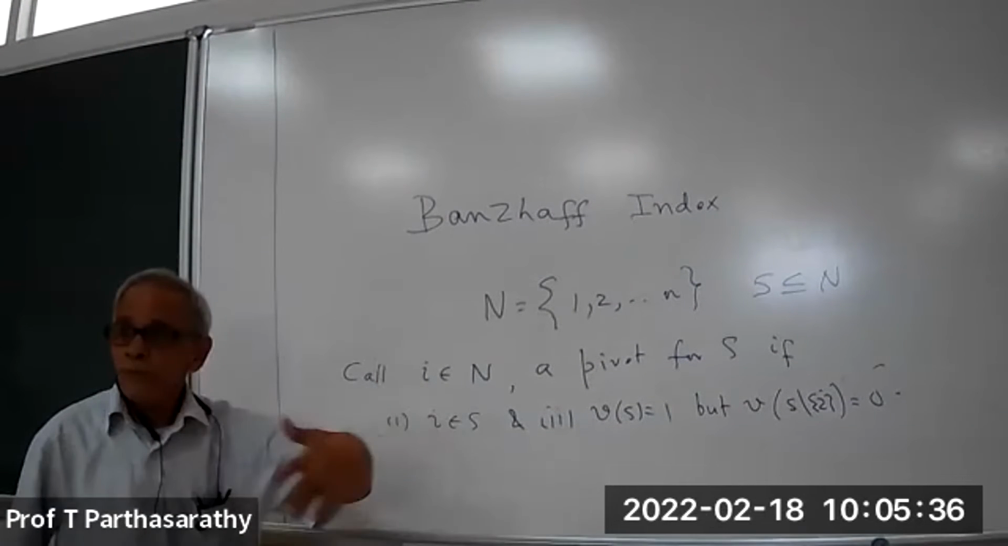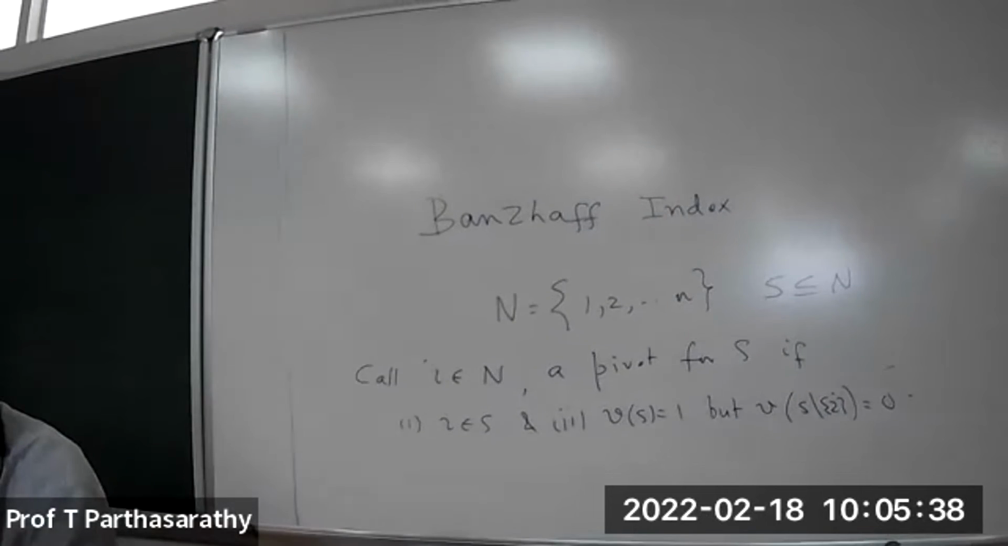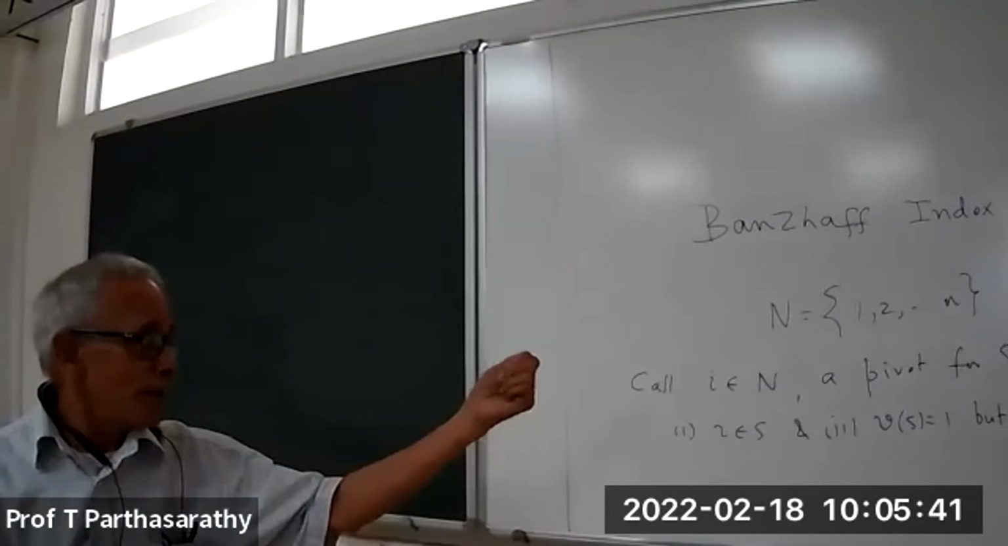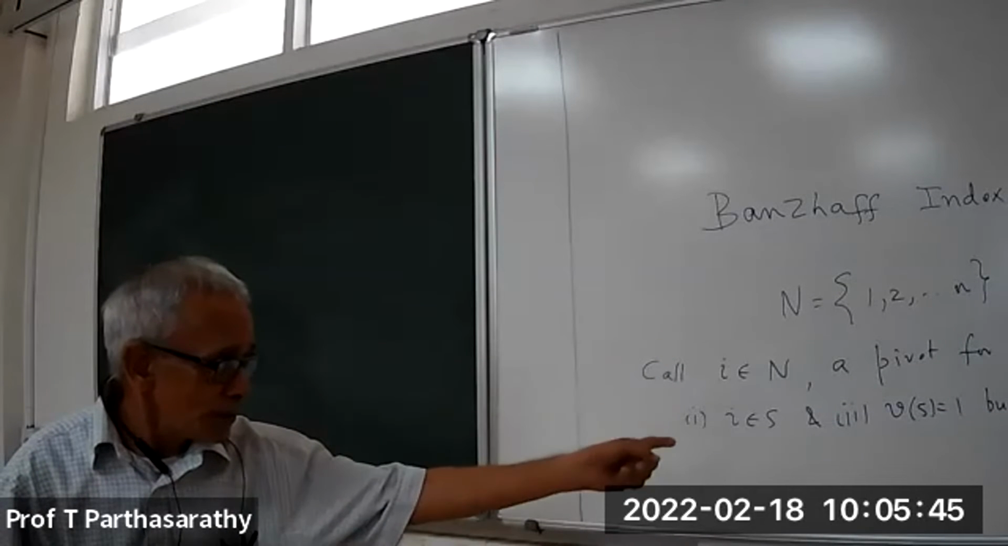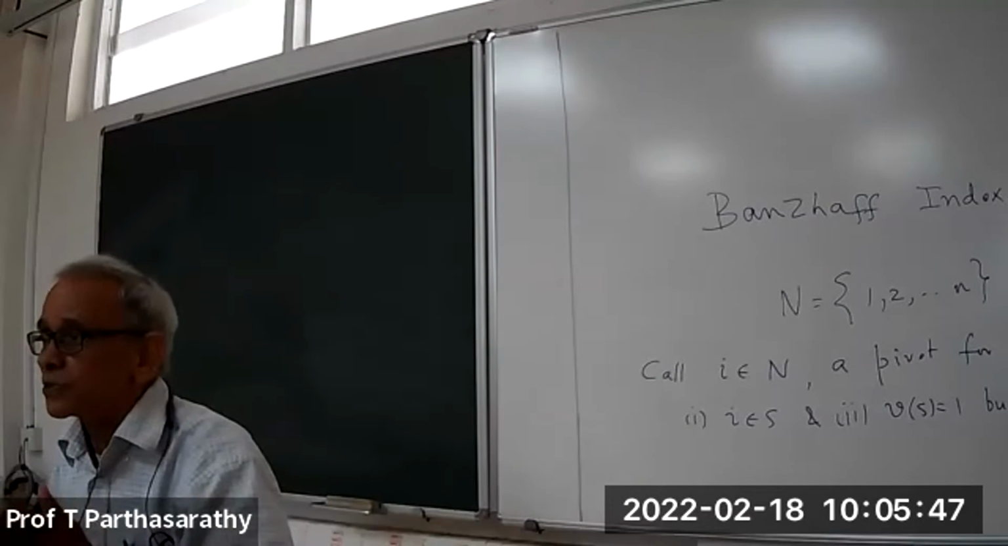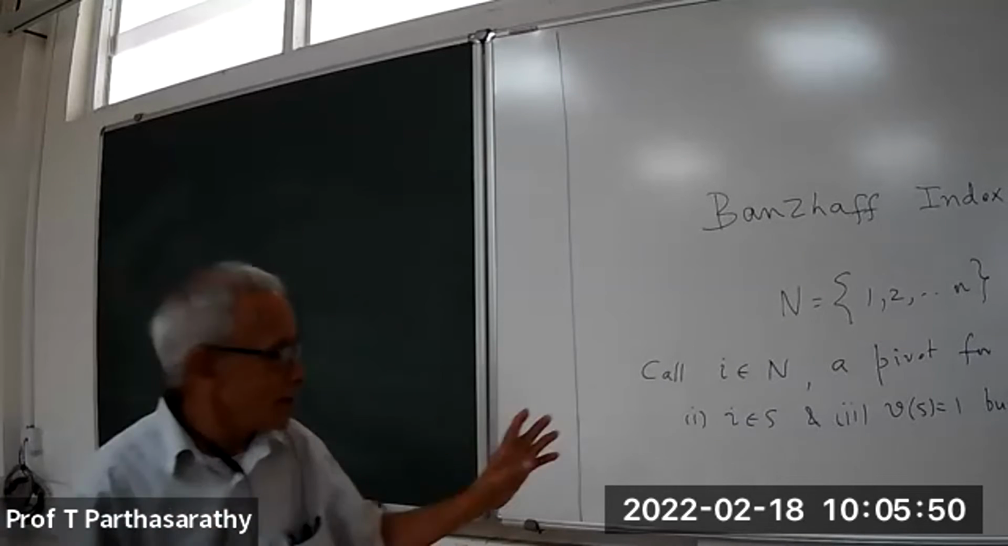Call i a pivot for the coalition. First of all, it should be a member of S. Second, it is a winning coalition, but removing i makes it losing. Then I call it a pivot.